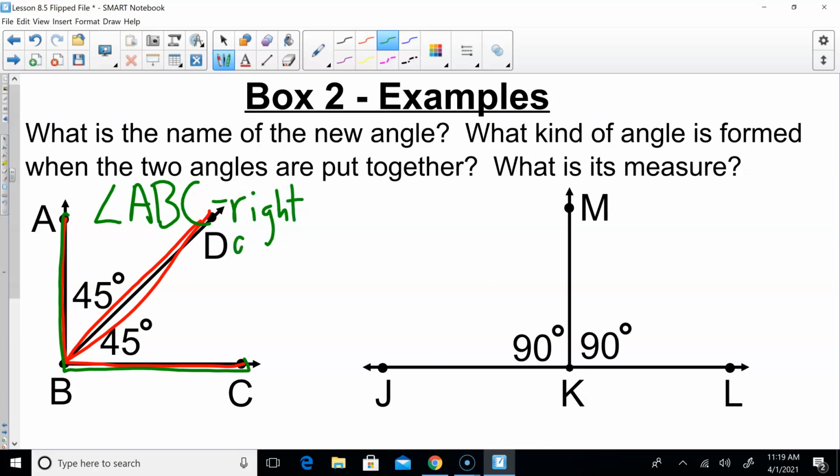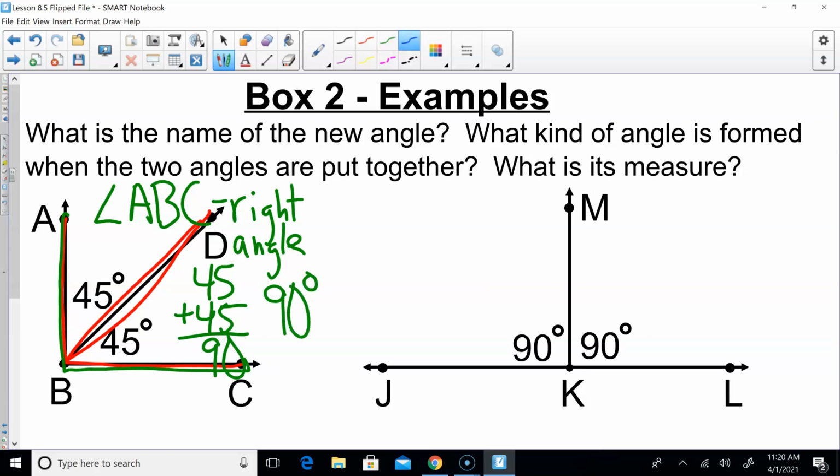And how do we know it's a right angle? Because when you add up 45 plus 45, you get 90 degrees. And then, what is the measure? Well, I just answered that question, I guess. So we got 45 plus 45 equals 90, so it would be 90, and then our label would be degrees. So notice two 45-degree angles put together makes a 90-degree angle, and notice 45 is half of 90. So that's a good way to keep those in your mind.